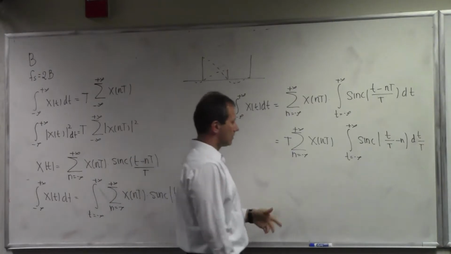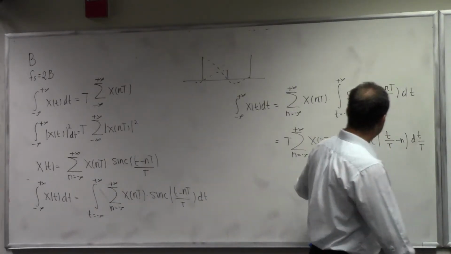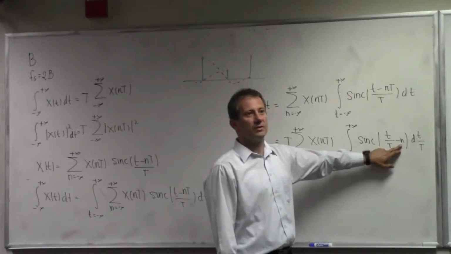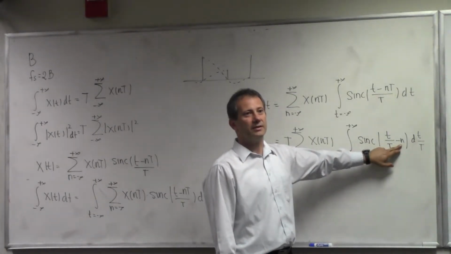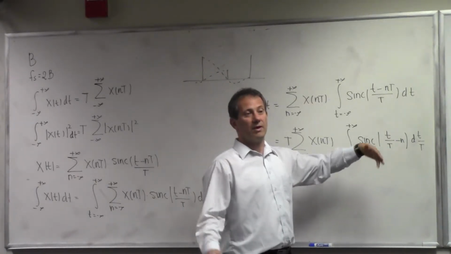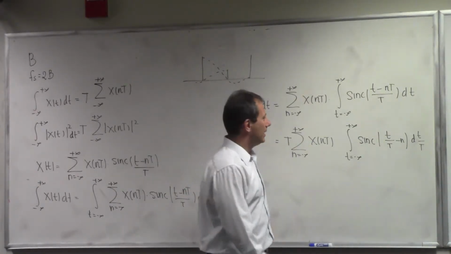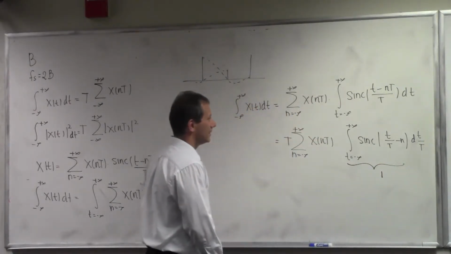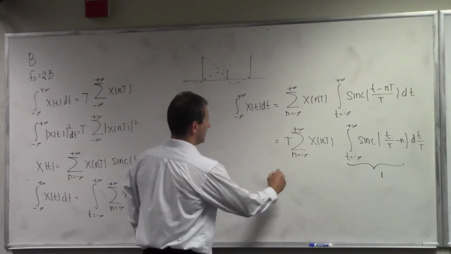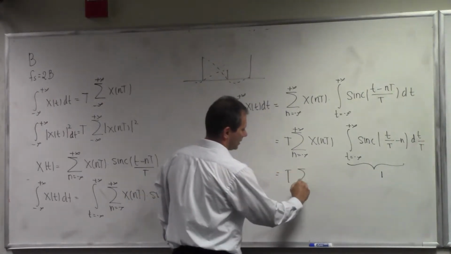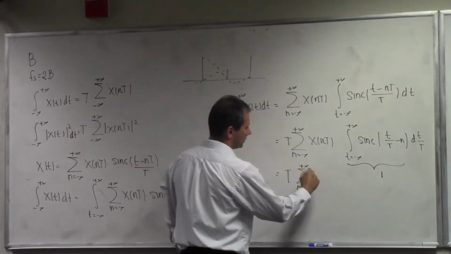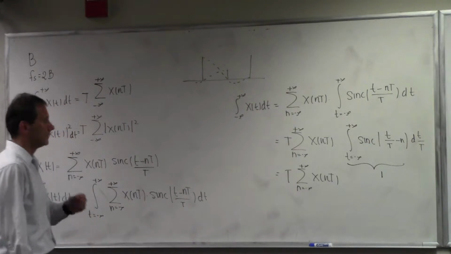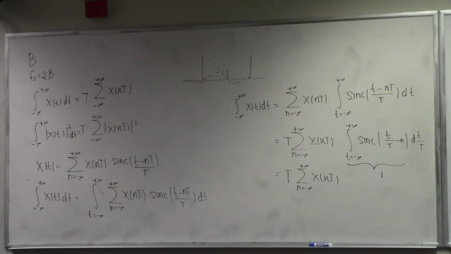Since I'm integrating from minus infinity to plus infinity, this end here makes no difference. It's the area underneath the sinc, wherever the sinc is, and according to this, it should be equal to 1. So you end up with T, the sum for n from minus infinity to plus infinity of x of nT. So that's this guy.